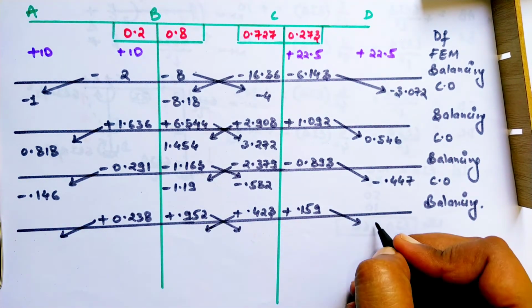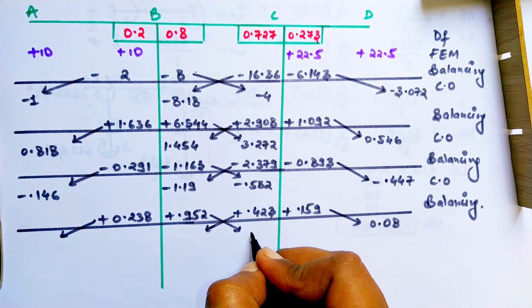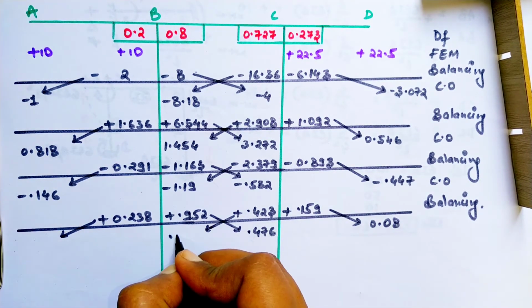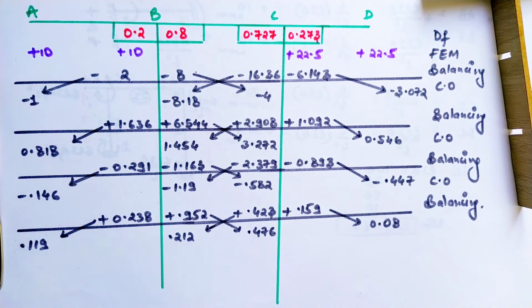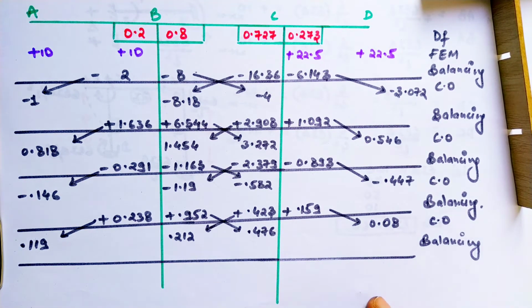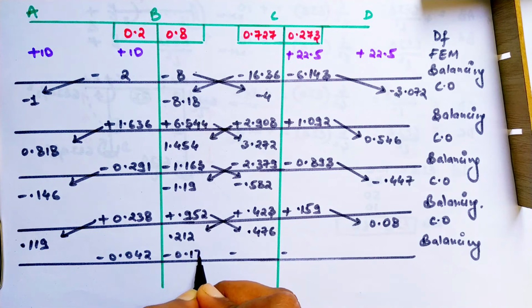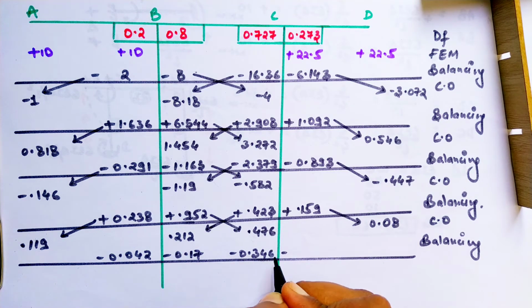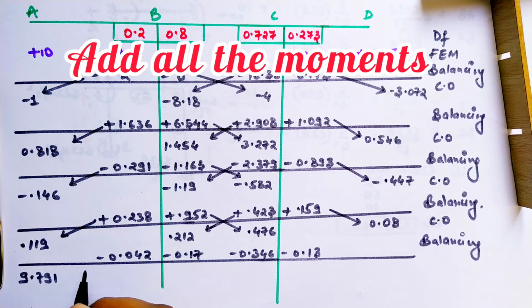So after 3 or 4 iterations you can check at one joint. If the answers are not coming correct, you can go for one more iteration, one more distribution, one more balancing. So like that you can proceed, and you can check with steps, like we have done with the 4 iterations. Now this is the time we can find out our final moments.